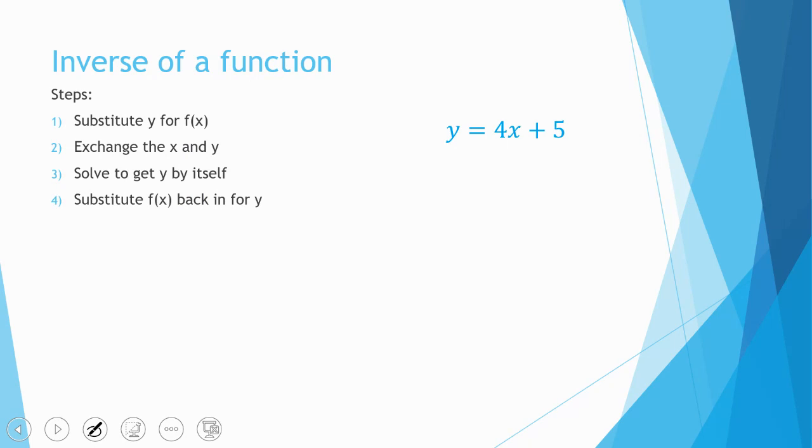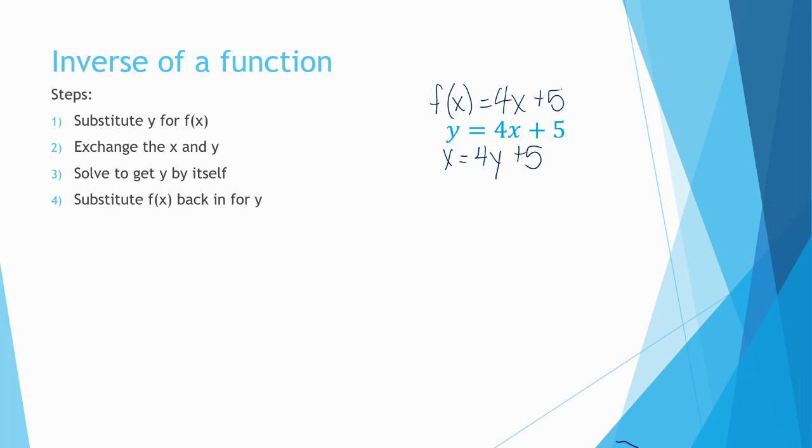Finding the inverse of a function is a little more difficult, and we generally do this algebraically. You can follow the steps that I've outlined right here. Our first step is to substitute y for f of x, which has already been done for us here. The original problem was probably f(x) = 4x + 5. Step 2 is to flip or exchange the x and y. So instead of y = 4x + 5, now I have x = 4y + 5. Notice I just switched their positions.